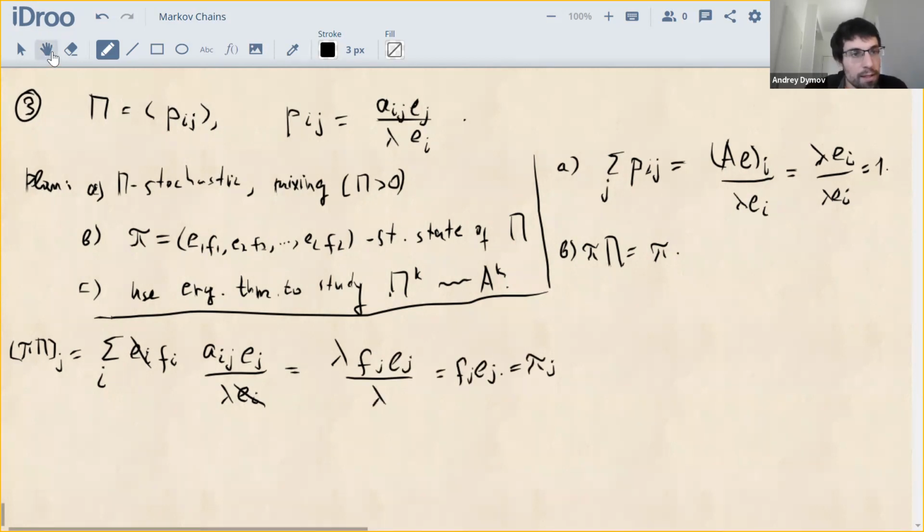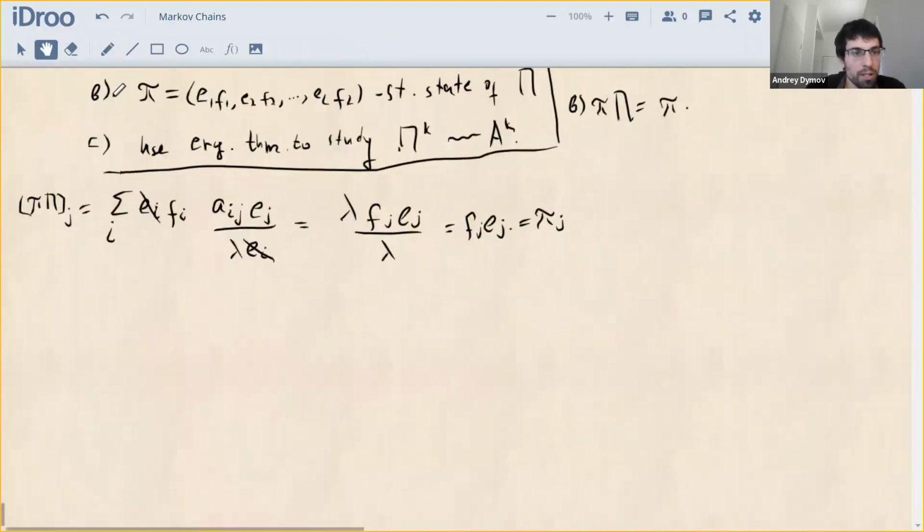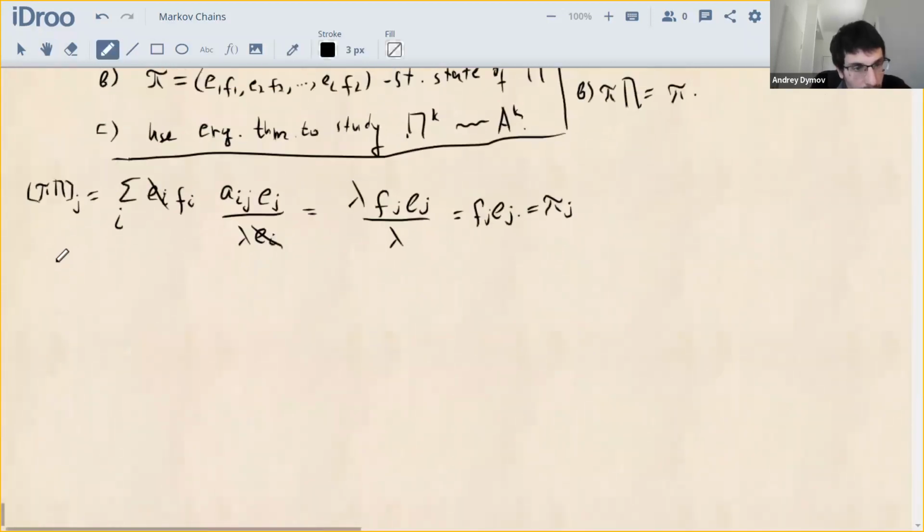And then it remains to check. It remains to study the power of the matrix A, and let us do this.